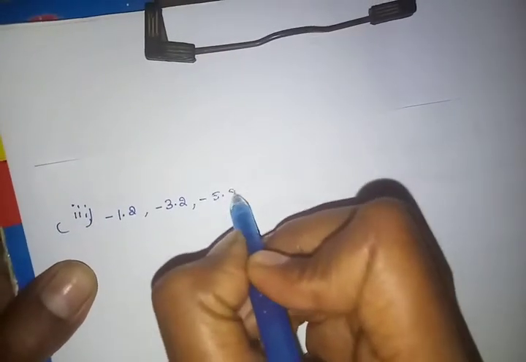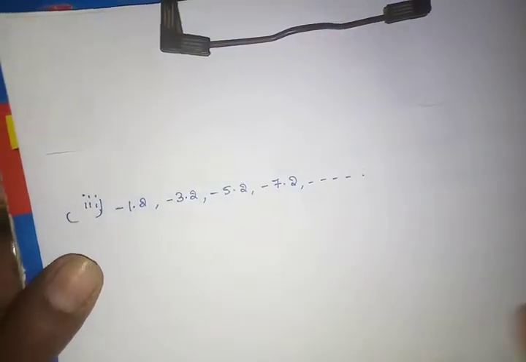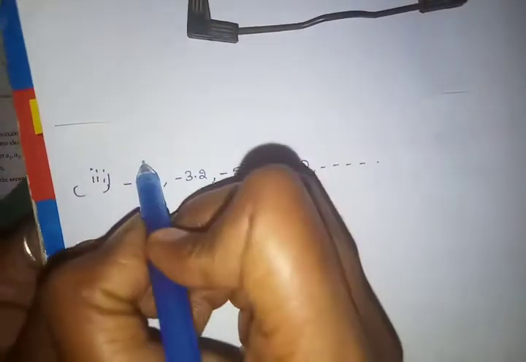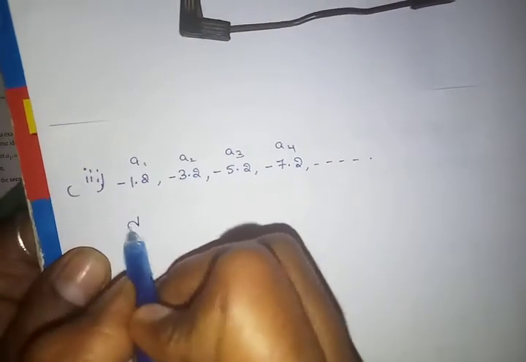See the third question. What is the third problem? Minus 1.2, minus 3.2, minus 5.2, minus 7.2 and so on. This is the series, no? Now check it. This is A1, A2, A3, A4. That's all, no? Now what is D?